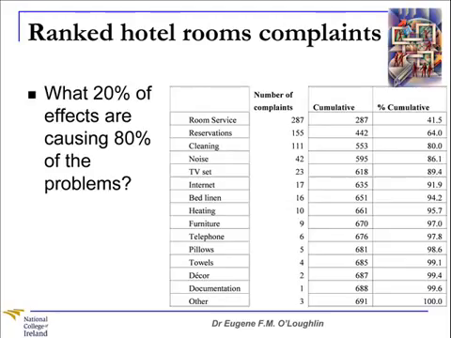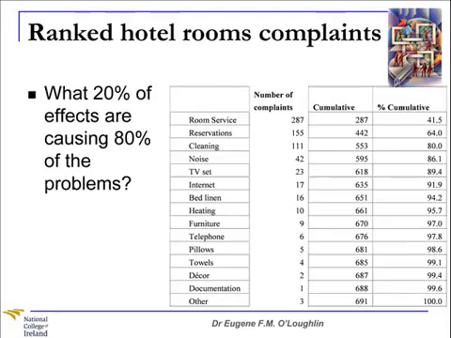And then in the next column we calculate the cumulative number of complaints. So we add, for example, the room service to reservations, that gives us 442 complaints. We add in cleaning, and that gives us 553 complaints. And we go down the list until we can see we have a total of 691 complaints. And then in the rightmost column then, we calculate the cumulative percentage for each of these.